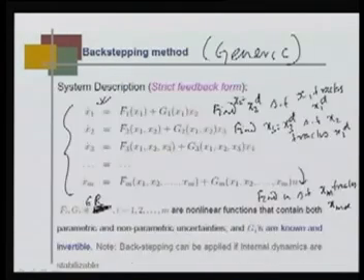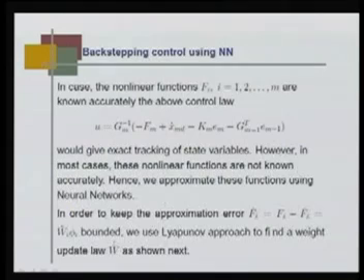For example, if I go back to my original form, if I want to estimate f1, then my input is x1; for f2 my inputs are x1, x2; and for f3 the inputs are x1, x2, x3. So, like that. In case the nonlinear functions f_i are known accurately, the above control law would give exact tracking of the state variables. Okay.